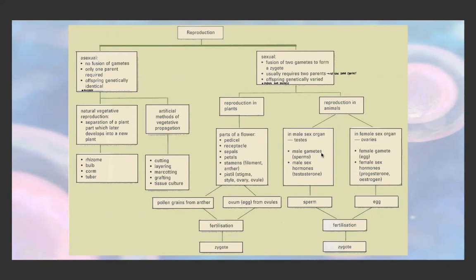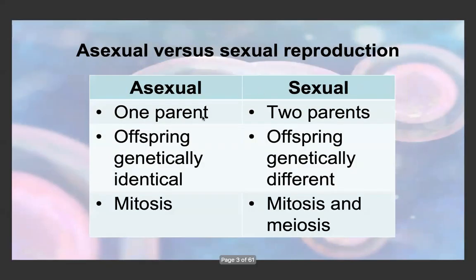In animals, we have the male sex organ, which is the testes, and we have the male gametes and the male sex hormone, testosterone. The female sex organ is the ovaries, where we have the female gamete, the egg, and the female sex hormones, progesterone and estrogen. The sperm and the egg will fuse during fertilization, and again they'll form a zygote. So we know that if there's a zygote and fertilization is occurring, it must be sexual reproduction.